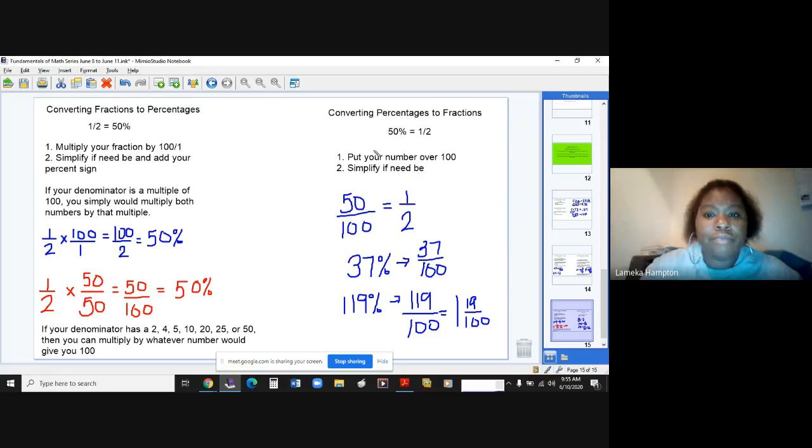Now, we have one more, converting percentages to fractions. Simply, you're going to put your number over 100 and you're going to simplify your fraction. That's all you're going to do. So that was just a quick recap of how to convert fractions, decimals, and percentages.